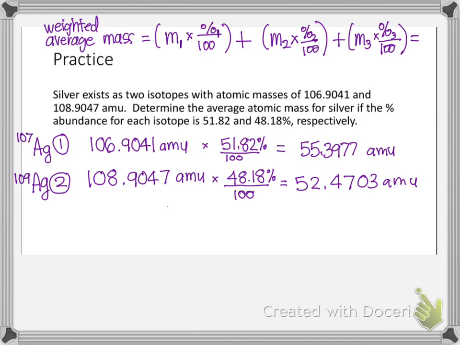So I did this and I did this up here on the top, and now I'm going to add them together. Because that's what you do. You take the mass times its percent in decimal and then add it together. Plus 55. So I'm adding the two together. And I get 107.8673.